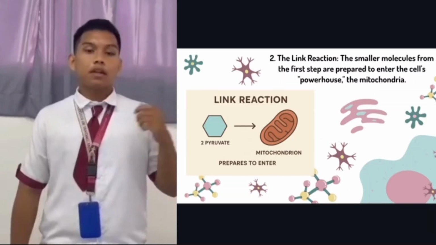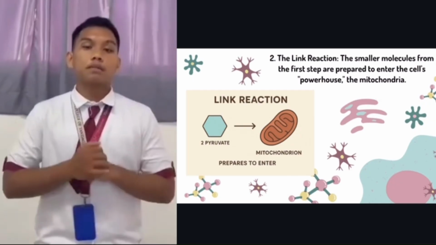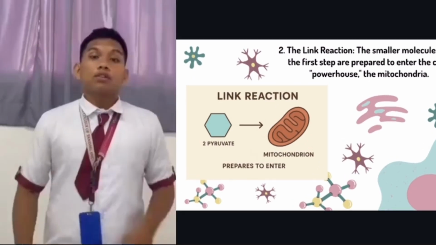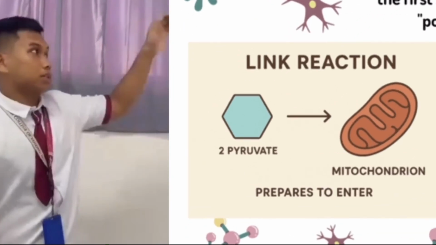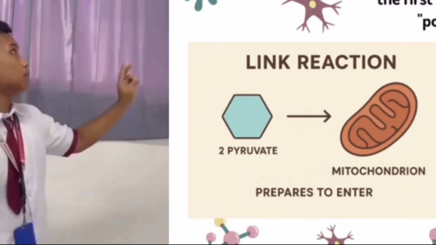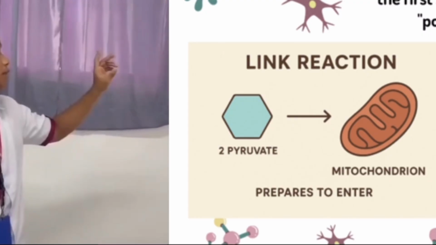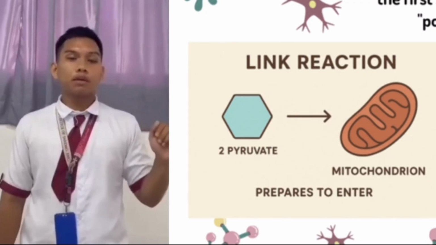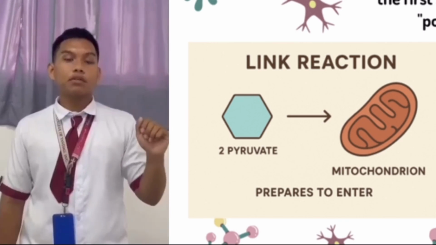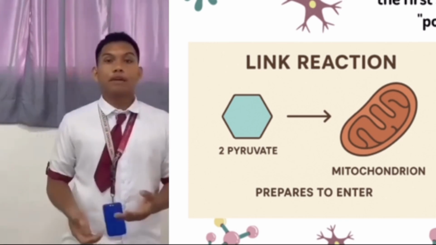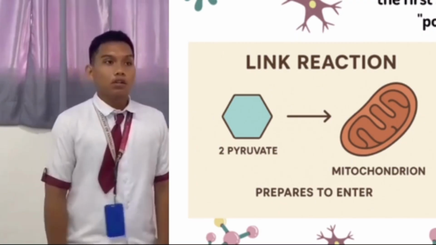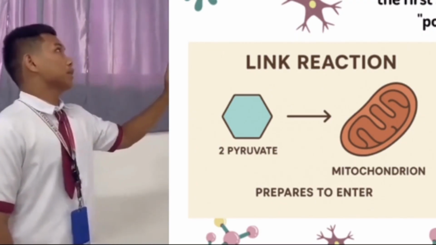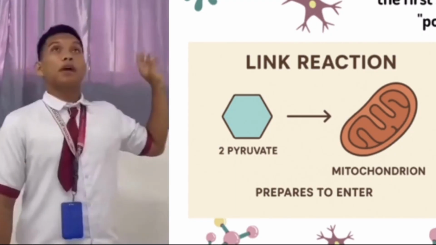Here's the second one, the link reaction. The smaller molecules from the first step are prepared to enter the cell's powerhouse, the mitochondria. So here's the breakdown of our link reaction. The two pyruvates enter the mitochondria to produce energy from the aerobic respiration.